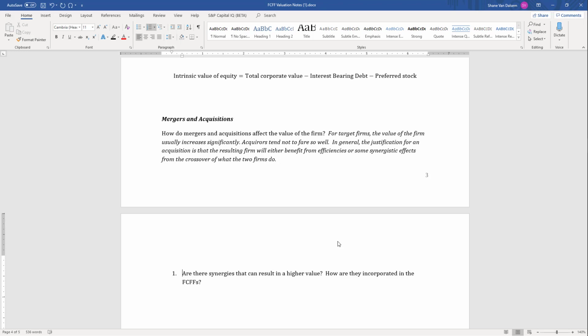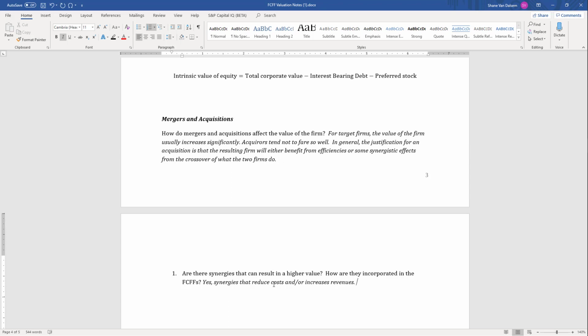So are there synergies that can result in a higher value? The answer is clearly yes. I mentioned Frito-Lay and Pepsi. Synergies that reduce costs, so I mentioned removing costs, or increase revenues, and as a result of increasing revenues, increase profitability. Those are things that can result in a higher value. And so again, PepsiCo did that successfully with its acquisition of Frito-Lay.